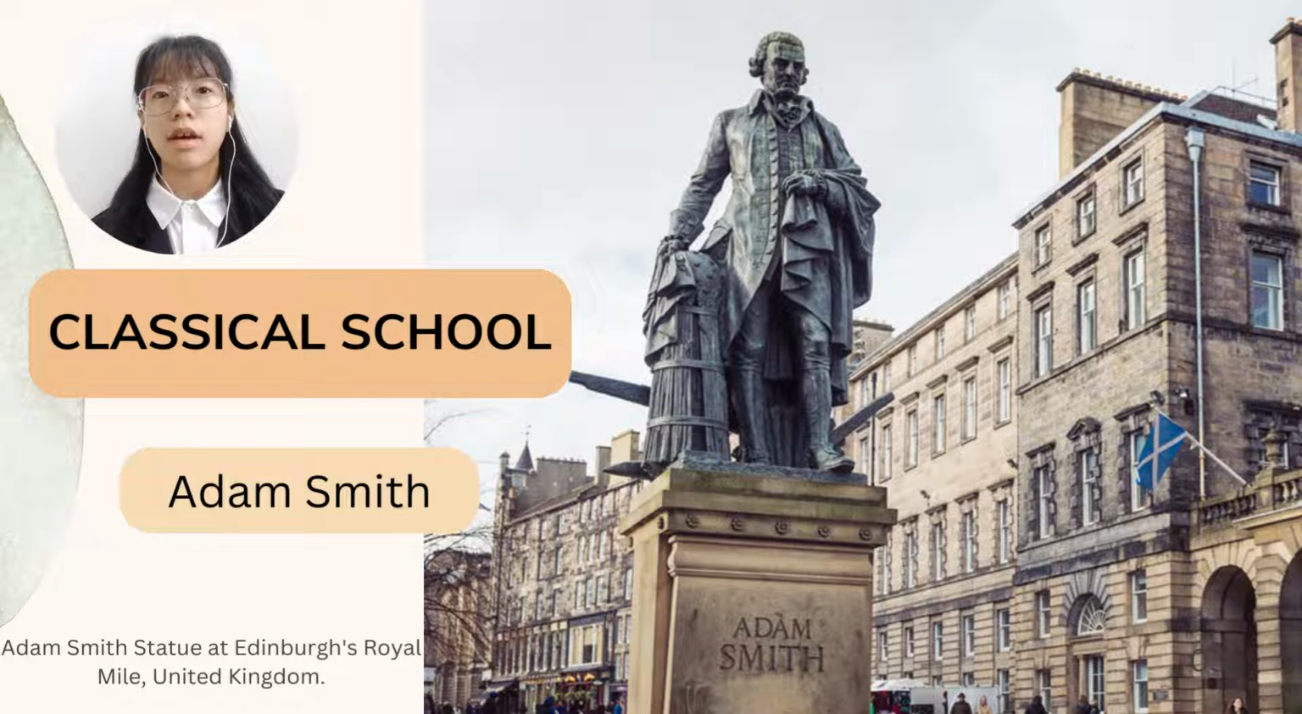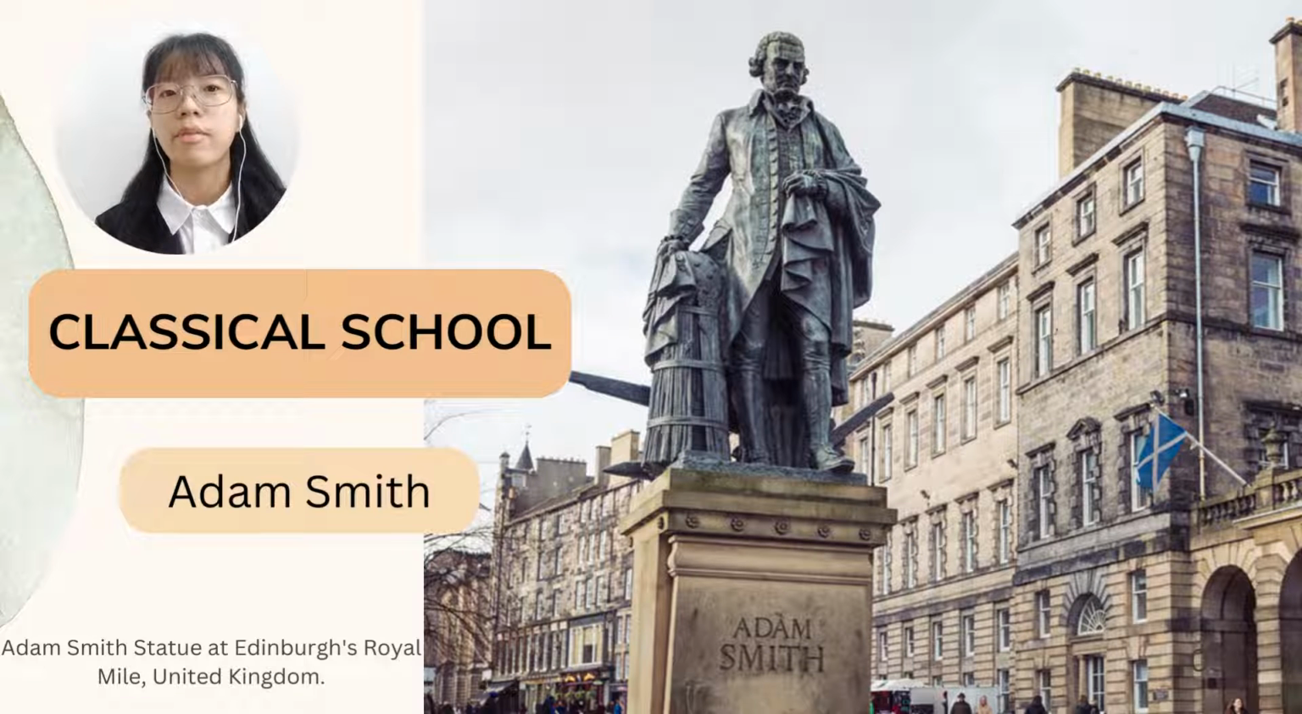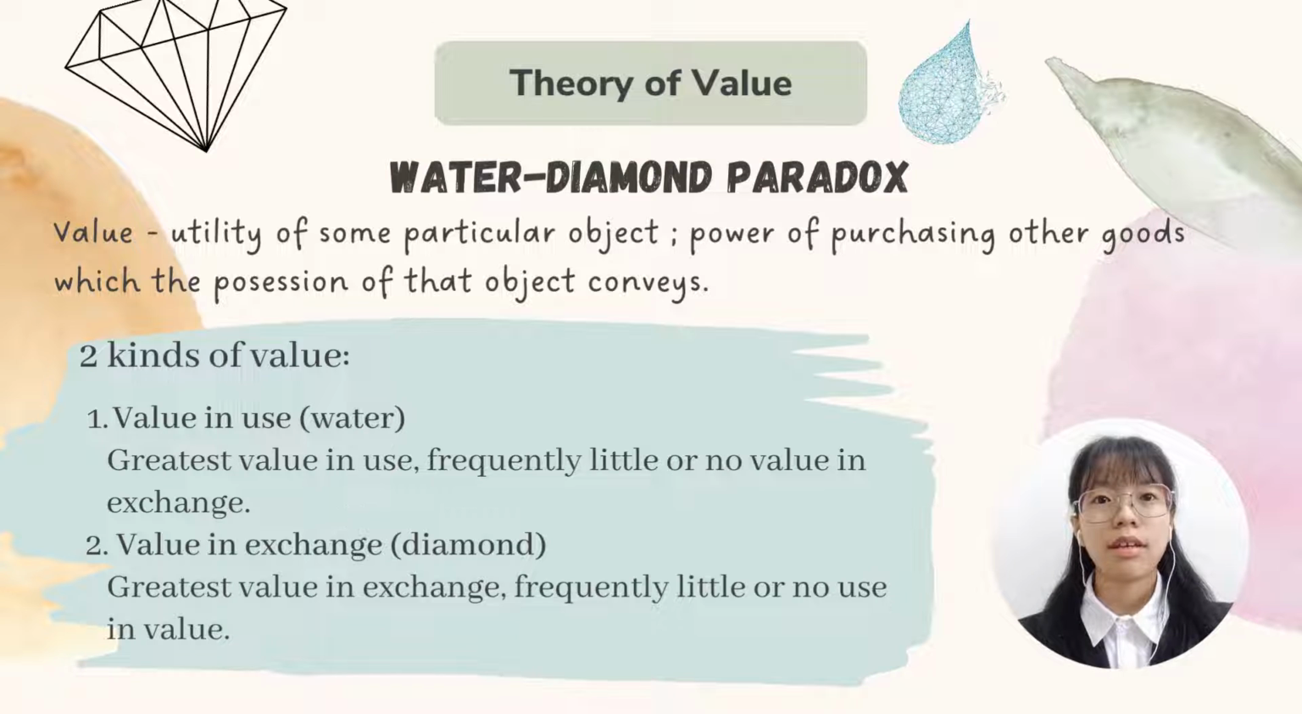I'm Chisim and I will continue the presentation by discussing the idea of the classical school by Adam Smith that will be used in the neoclassical school later on. The picture shown in this slide is Adam Smith's statue at Edinburgh's Royal Mile, United Kingdom. In this assignment, we focus on the theory of value stated by Adam Smith. The first is the water-diamond paradox and the second theory is the labor theory of value.